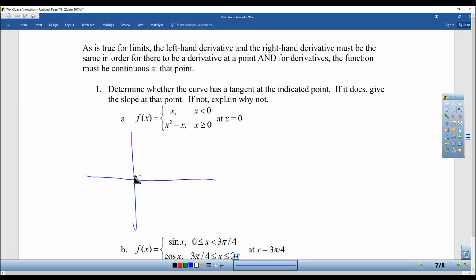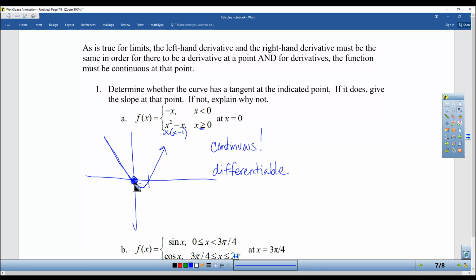Negative x, but not actually at 0, is a negative slope that's coming in like that. This is a parabola. Always factor it to graph it. It crosses at 0 and at 1, and it's going like that because it's an upward parabola. I get to fill in the dot because this is where it's equal to. So this is continuous because the two sections connected. The question is, is it differentiable? So here's a big word, differentiable. And what that means is, does the derivative as you're coming down here match the derivative here?